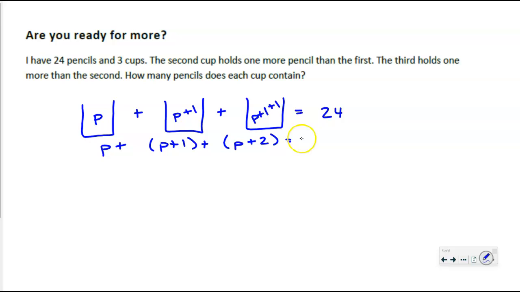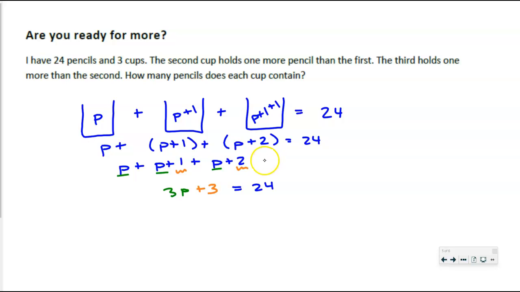I've now rewritten this with parentheses instead of those cups, but I can see really truly if I took all of these pencils out of the cup, all of these ones out, and all of these ones out, that's no different than simply getting rid of those parentheses. So I end up with P plus P plus 1 plus P plus 2, and we can simplify before we solve. 1, 2, 3P plus 1, 2, and 3 means I have 3p plus 3, and all of that is a total of these 24 pencils.